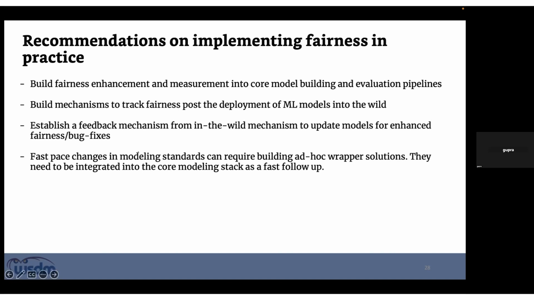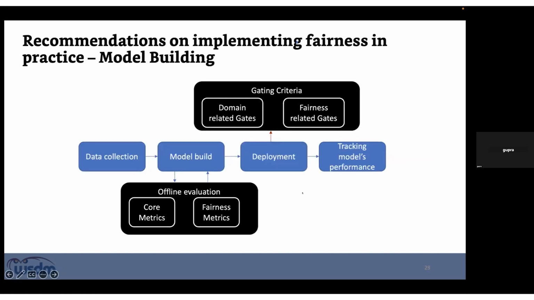And also, it happens that things change at a fast pace. So sometimes you may want to sacrifice incorporation into the core model building packages. But if you do that, the recommendation is that there should be a fast follow up to also incorporate novel improvements or new algorithms into your core model building packages, in case it's not possible to do it in the first shot. Summarized somewhat into these figures.